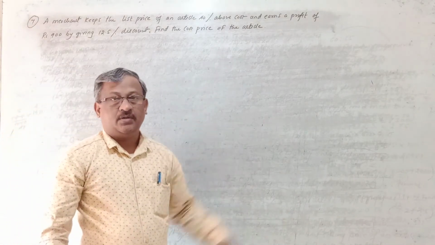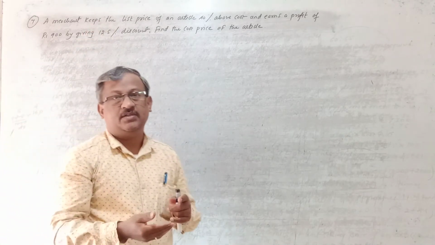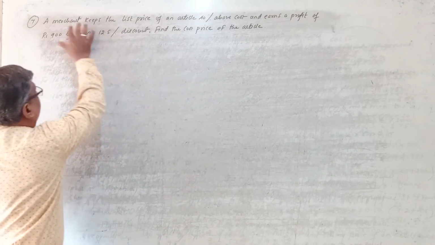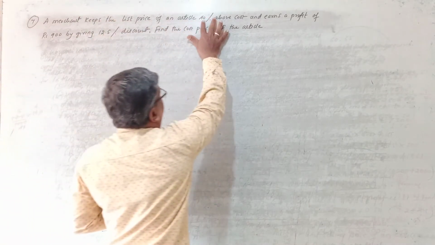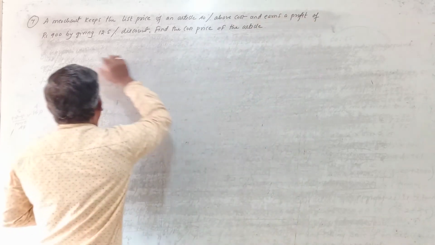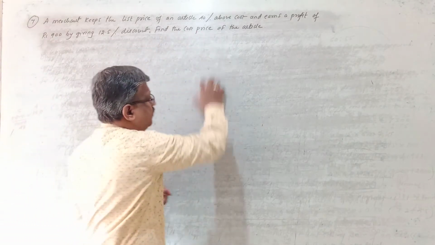So here is the next problem. Problem number 7, which is quite similar to the previous sum, but here the question is different. The problem is: a merchant keeps the list price of an article 40% above the cost and earns a profit of rupees 900 by giving 12.5% discount. Question is, find the cost price of the article.